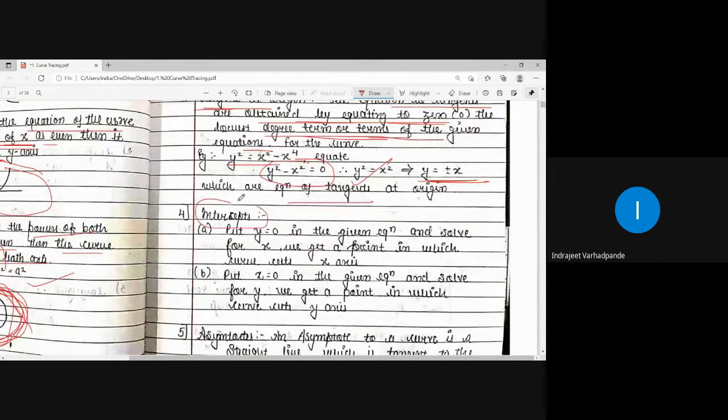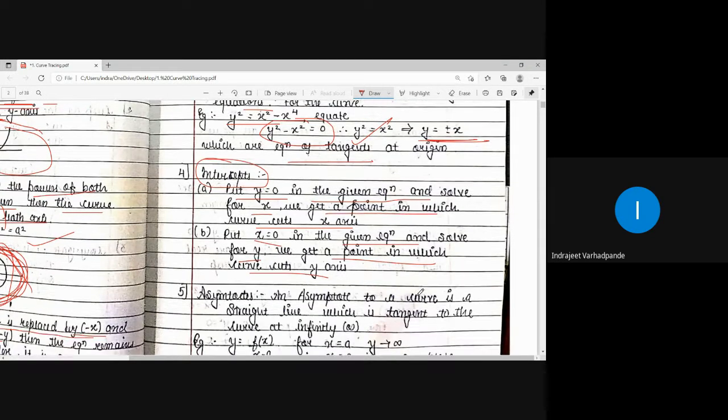Next is identifying the intercepts. How intercepts are obtained? X intercept is obtained by putting y equal to 0. Y intercept is obtained by putting x equal to 0. So put y equal to 0 in the given equation, solve for x, we get a point in which curve cuts the x-axis. Put x equal to 0 in the given equation, solve it for y, we get a point in which curve cuts the y-axis, right? So in this manner we will be getting down the intercepts.